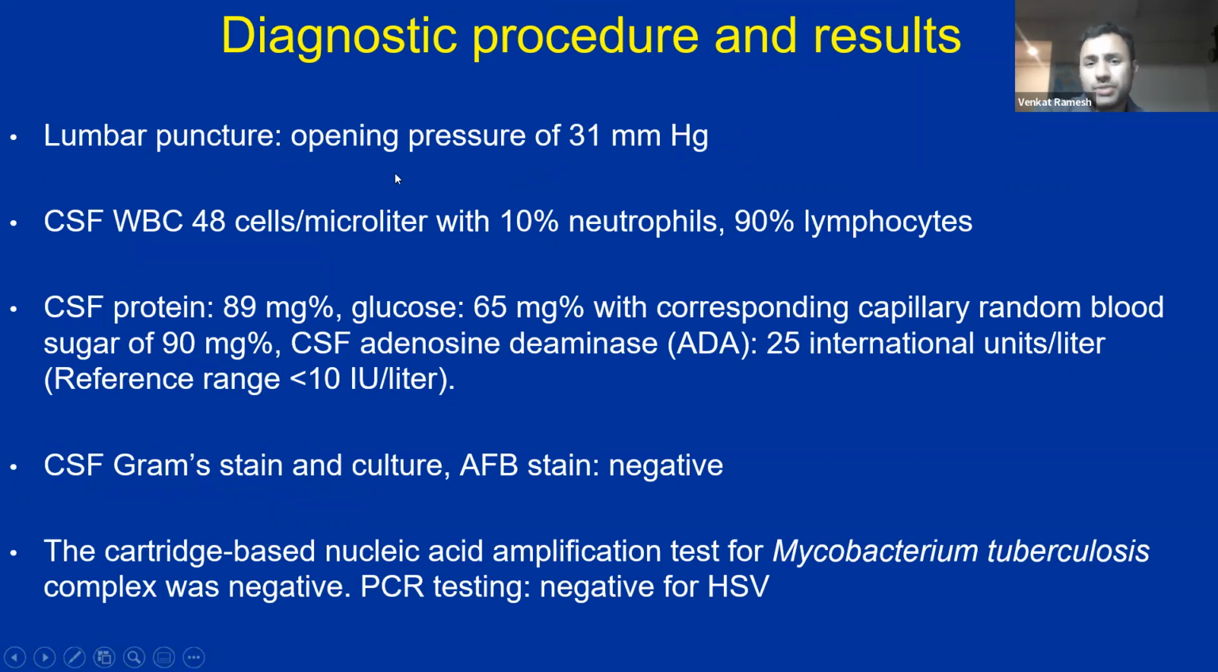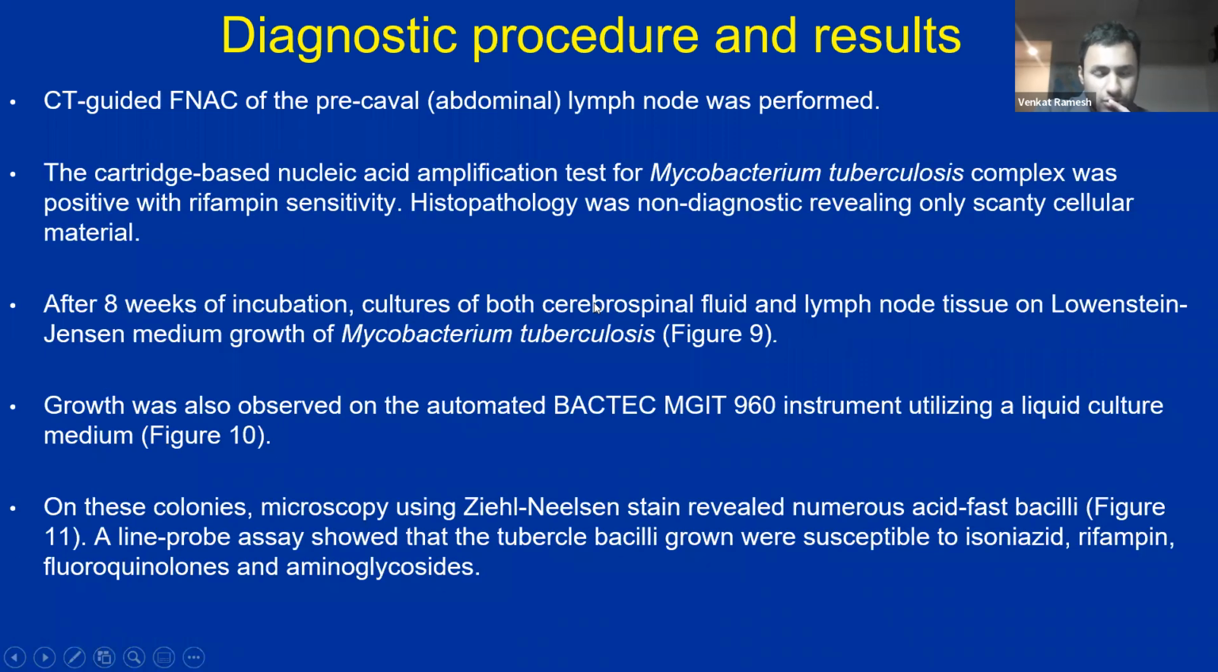Lumbar puncture revealed an opening pressure of 31. CSF analysis showed 48 cells with 90% lymphocytes, 10% neutrophils. CSF protein was high, 89. Importantly here, PCR was negative for Mycobacterium tuberculosis on the CSF. It was also negative for HSV. So we went ahead and did a CT-guided fine needle biopsy of the abdominal lymph node. And this was positive for tuberculosis with rifampin being sensitive.